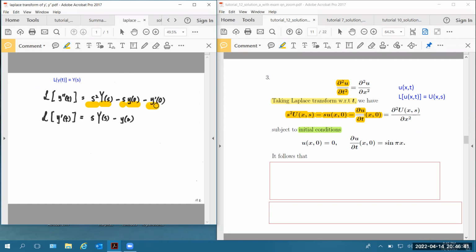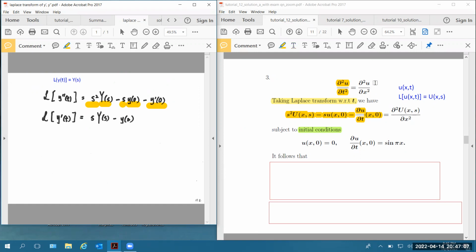And finally you minus y prime of 0. The prime here means differentiate with respect to t. So in our case it will be the partial derivative of u with respect to t, and then substitute t as 0. Therefore this term is this. Is it okay? Any questions?